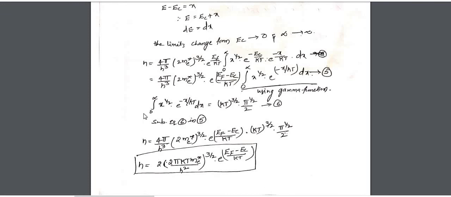Finally, we will get 2 (2π kT m*/h²)^(3/2) e^((EF − Ec)/kT). This is the density of electrons in the conduction band. Okay, thank you.